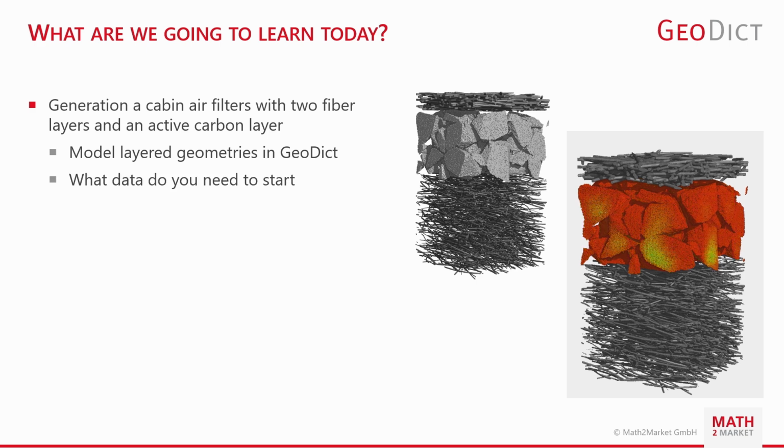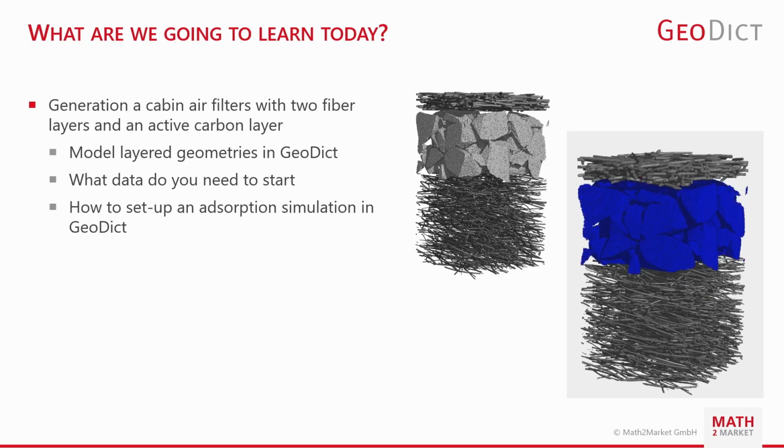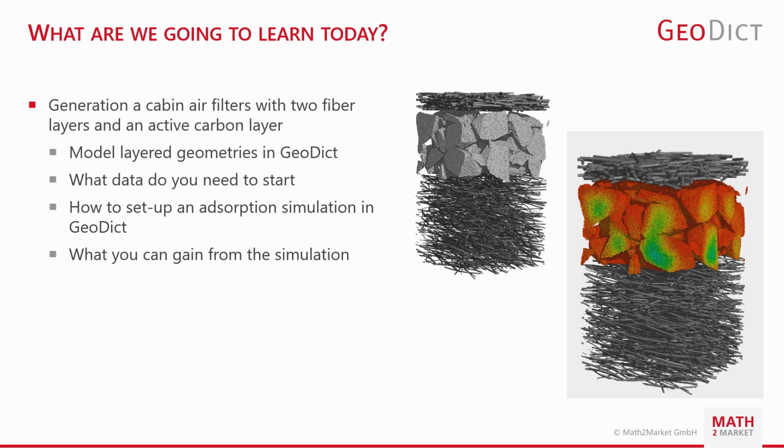We're also going to look at the adsorption simulation. We're going to check what data you need to start such a simulation, and that's what we're going to do with our module AddiDict. There's a dict at the end of the module name, which stands for prediction, and all our simulation tools end with dict. We're going to look at the data that you need to start such a simulation, the setup, and the results, and see what you can gain from the simulation. But now, let's move to GeoDict.